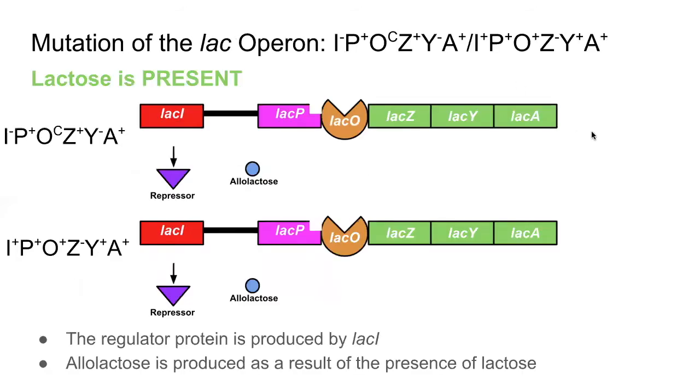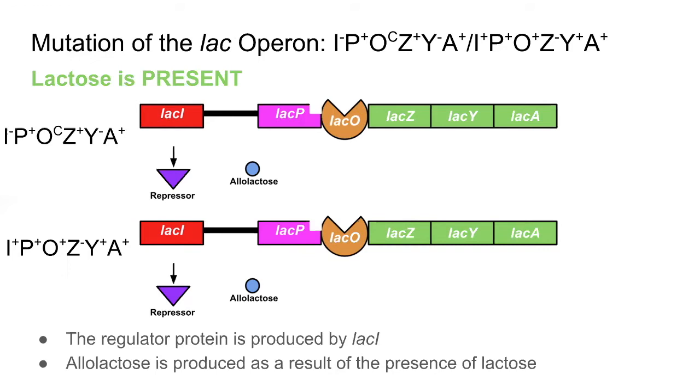Now that we know all about mutations of the Lac operon, let's go through some examples. For this mutation, we have a partial diploid, hence 2 copies of each and 2 operons pictured. This is a common way you will see mutations of the Lac operon presented. Here we have I minus, P plus, OC, Z plus, Y minus, A plus, and I plus, P plus, O plus, Z minus, Y plus, A plus.